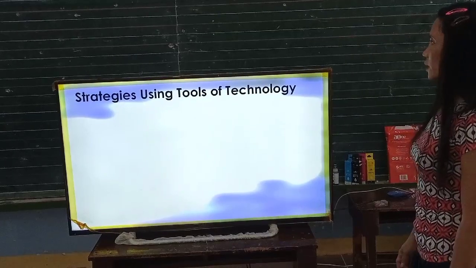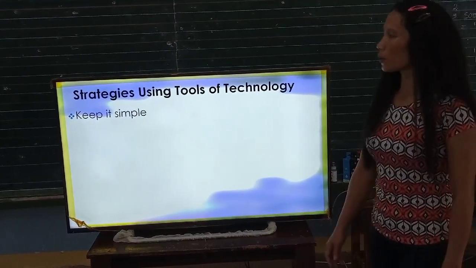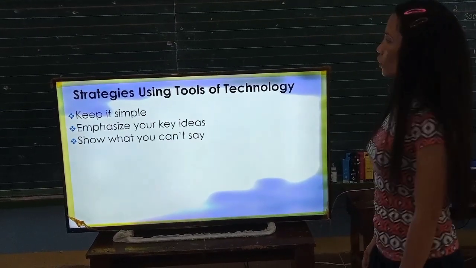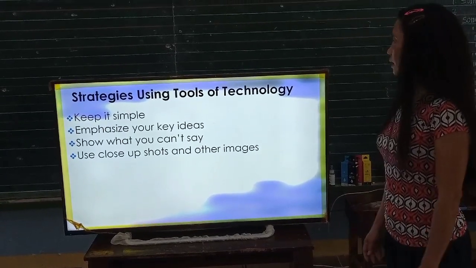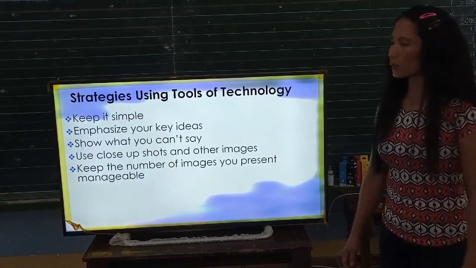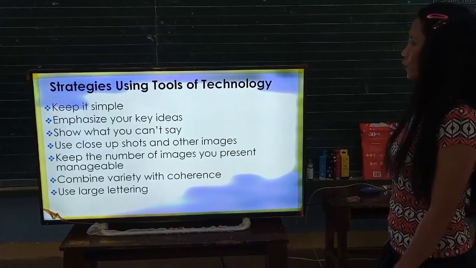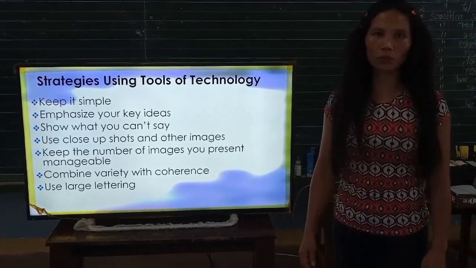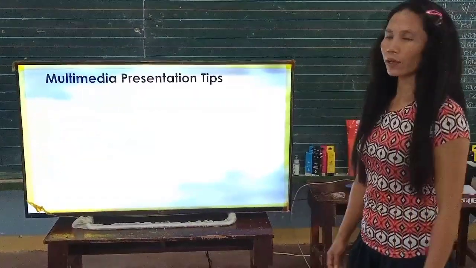And we move to strategies using tools of technology. We need to keep it simple, emphasize your key ideas, show what you can see, use close-up shots and other images, keep the number of images you present manageable. Combine variety with coherence. And of course, we need to use large lettering so the audience can see it clearly or read it clearly.